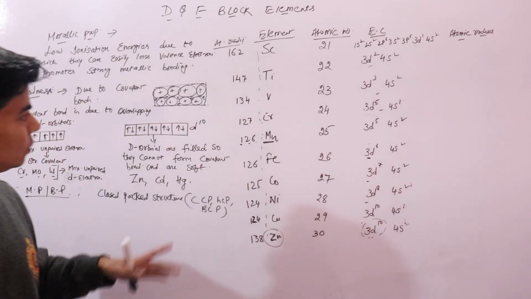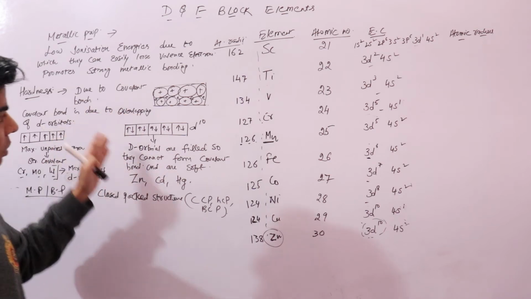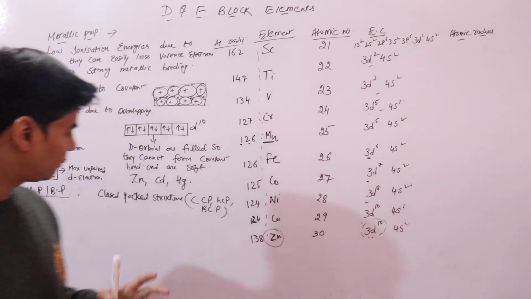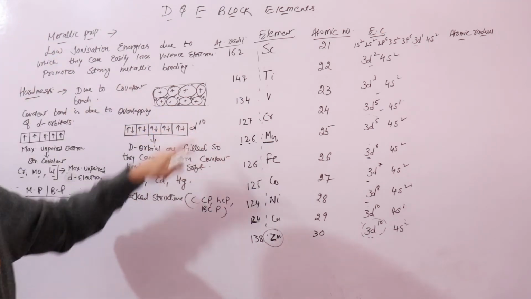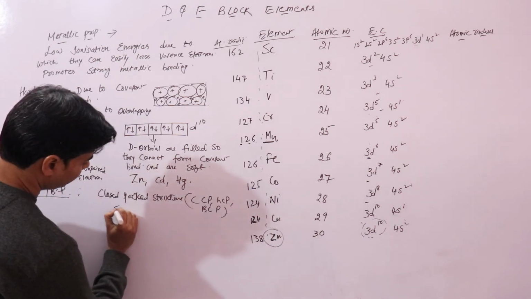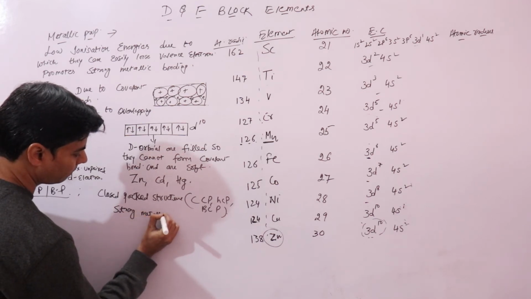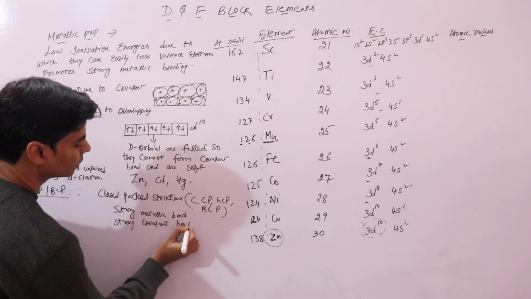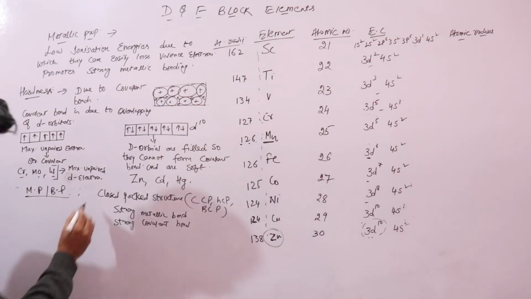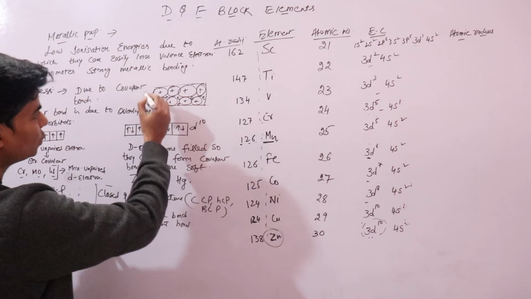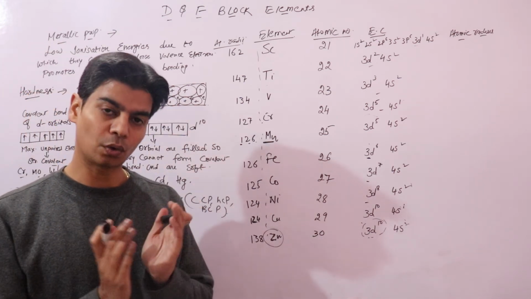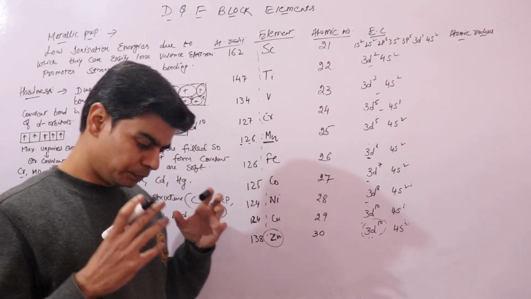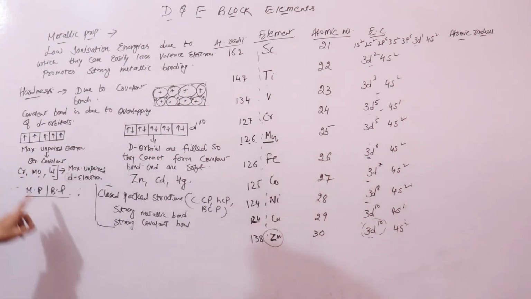And we have learned other features also, that due to the presence of metallic bonds and covalent bonds, these metal atoms are more strongly held to one another. They are strongly bonded to one another. So we have strong metallic bond, we have strong covalent bond, and these have close packed structures. Due to these three things, the constituent particles are held together. Constituent particles are strongly bonded to one another. Now, since these constituent particles are strongly bonded to one another, they have high melting and boiling points.